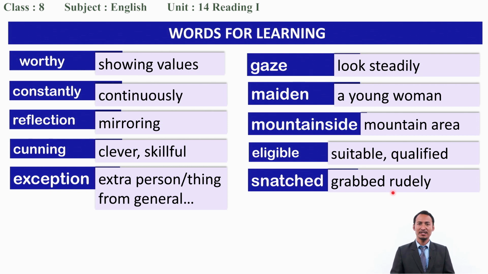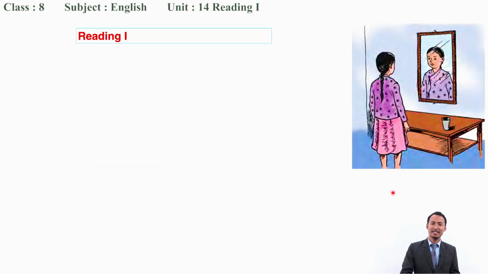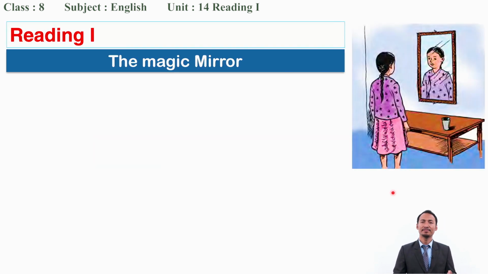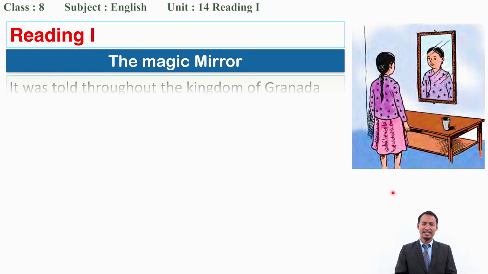Okay, now let's proceed to our today's story. Okay, dear students? Let's see the story here. Reading 1. Again, the title is The Magic Mirror. Magic mirror. So having magical power in the mirror. Have you seen such a mirror? Okay, we haven't, right? In the stories, we have seen, we have heard. Let's see the story, okay?